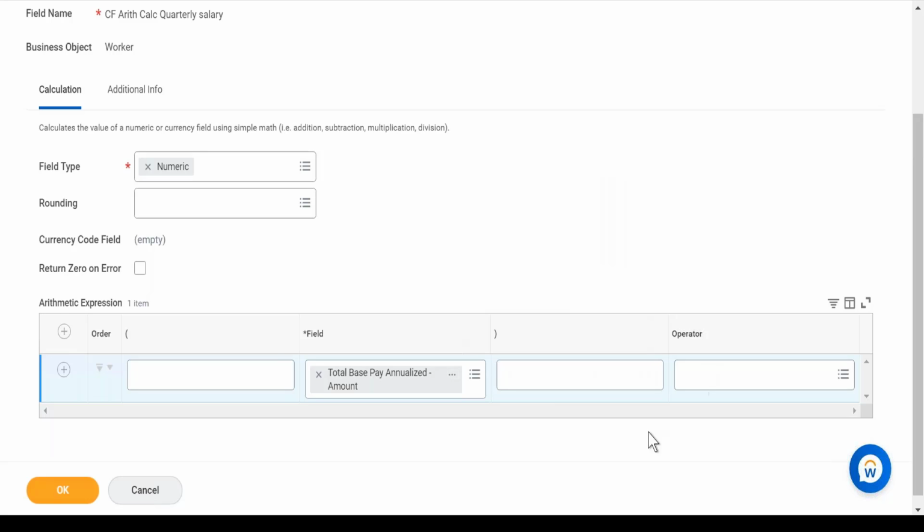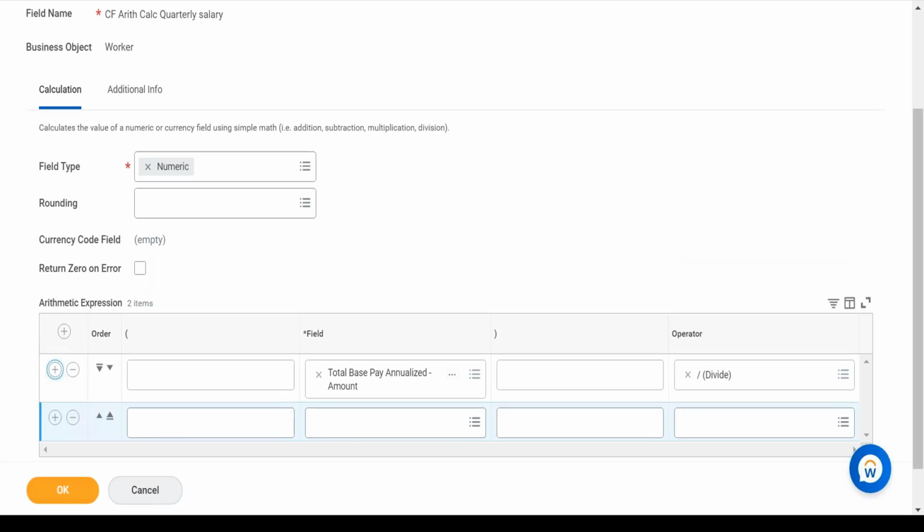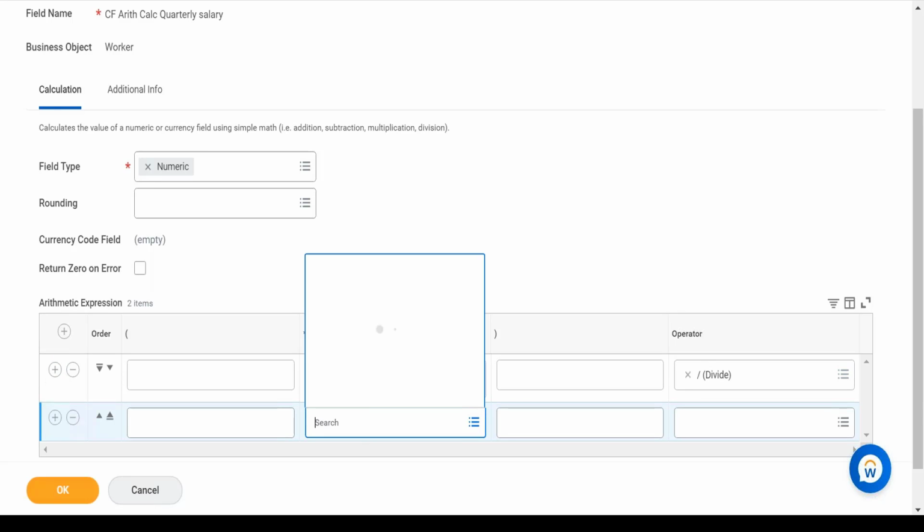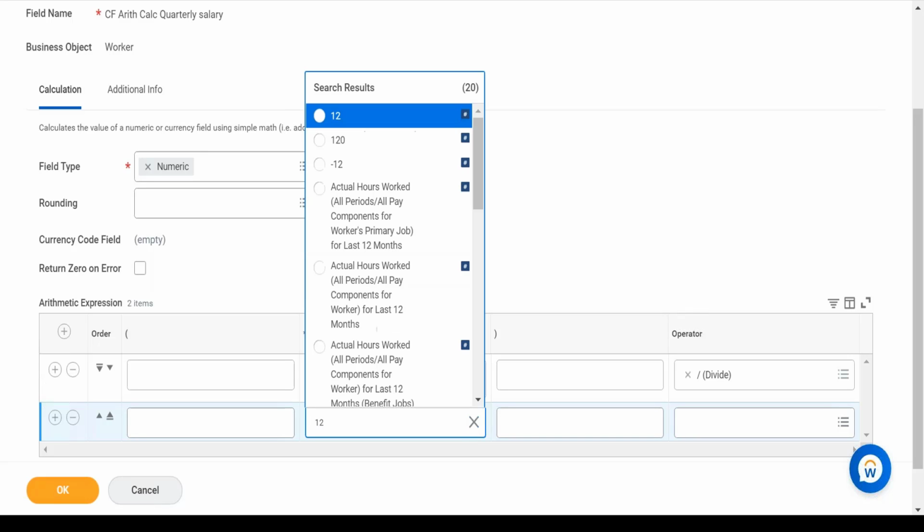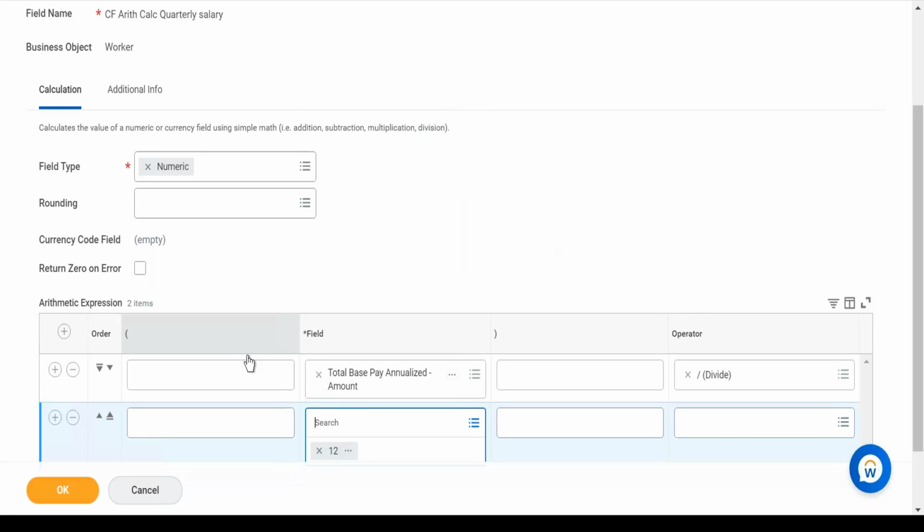Now, I first want to find the monthly salary. So I'm going to divide this. These are all the operators, just like a normal calculator. I'm going to divide it by a constant. Over here, you will not select a field. You can either type the constant 12, or you can simply look for the global field 12 and see if it comes here. See, it's coming here as 12. So I'm going to divide it by 12.